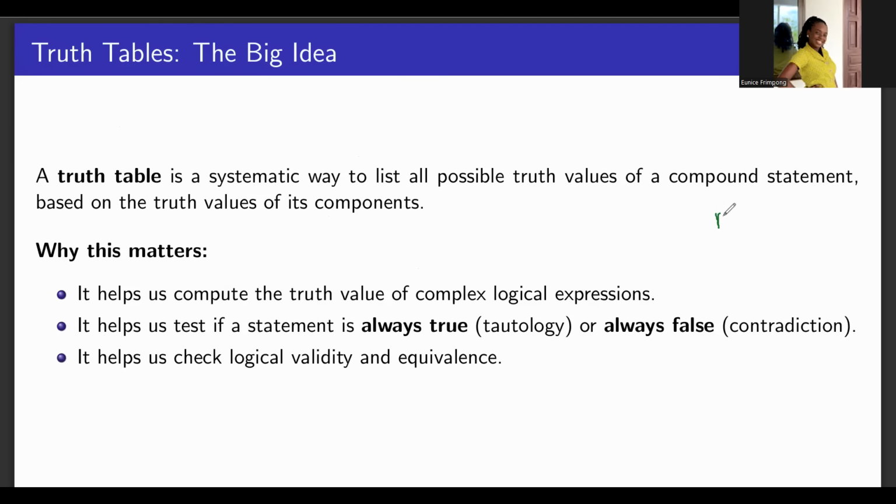So let's say if you have propositions P, Q, and R, you can combine them to say P and Q or R. This is a complex logical expression. It involves a lot of propositions and then two different connectives. So you need a table to be able to find the truth value of this entire compound proposition. It also helps us test if a statement is always true or always false. When a statement is always true, it's a tautology. And when it's always false, it's a contradiction.